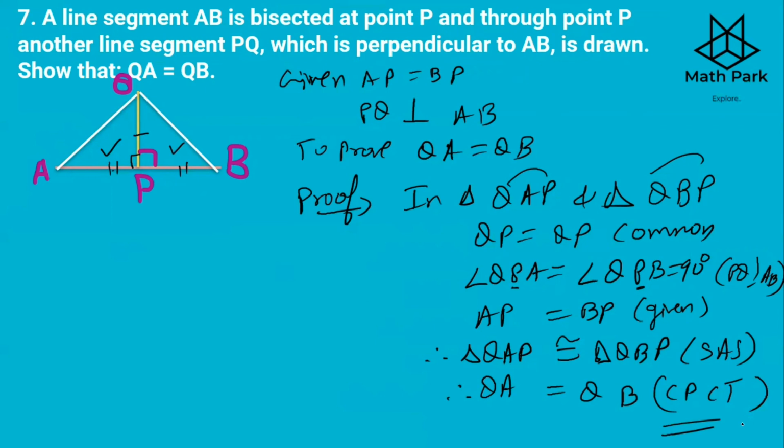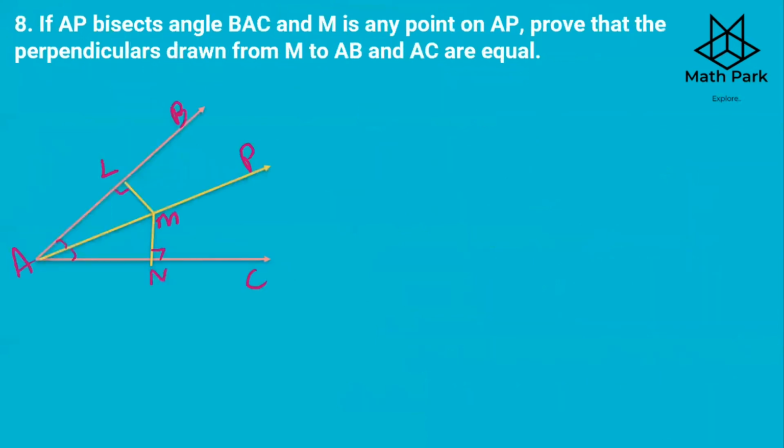We'll solve the 8th question, and the rest will be solved in the next part. So in question number 8, you are given angle BAC, and AP bisects angle BAC. AP is the bisector of angle BAC. So these two angles are marked equal. You can see here, you can name them as angle 1 and 2. So it will be easy.